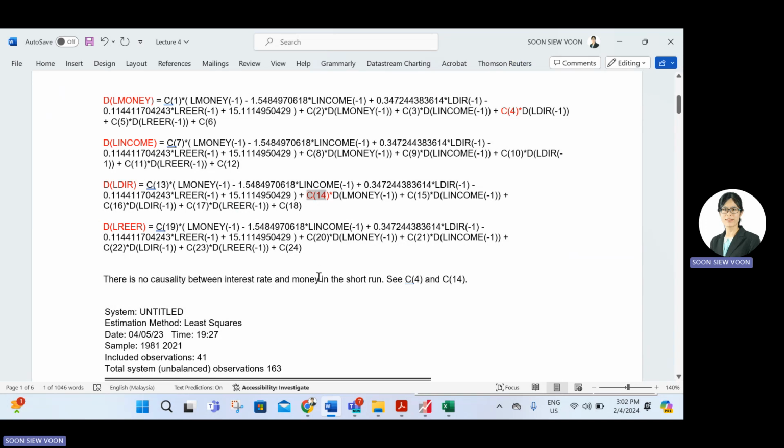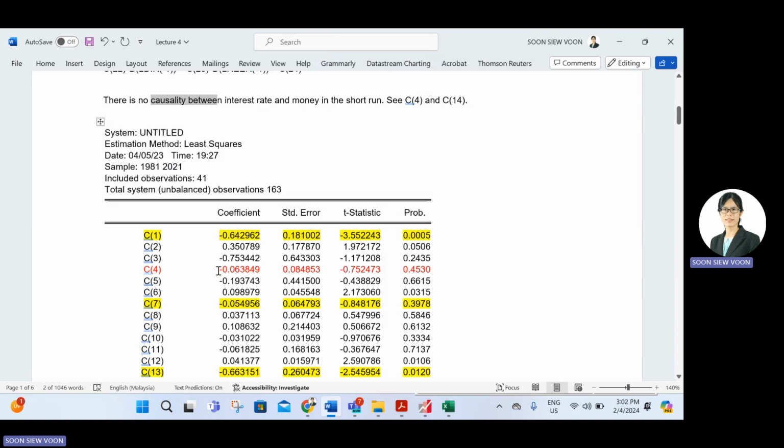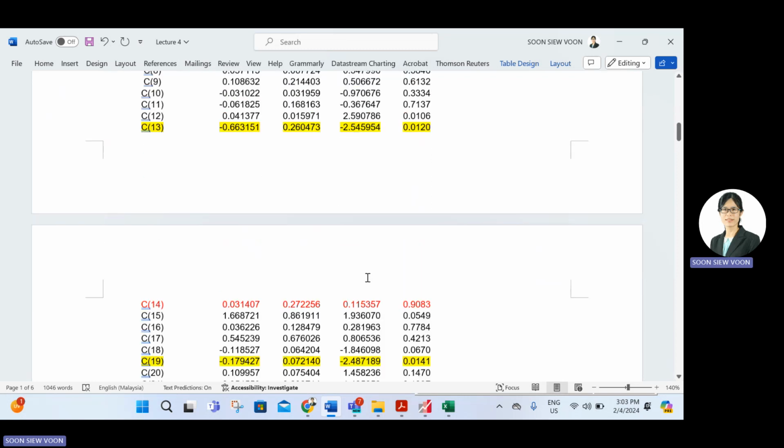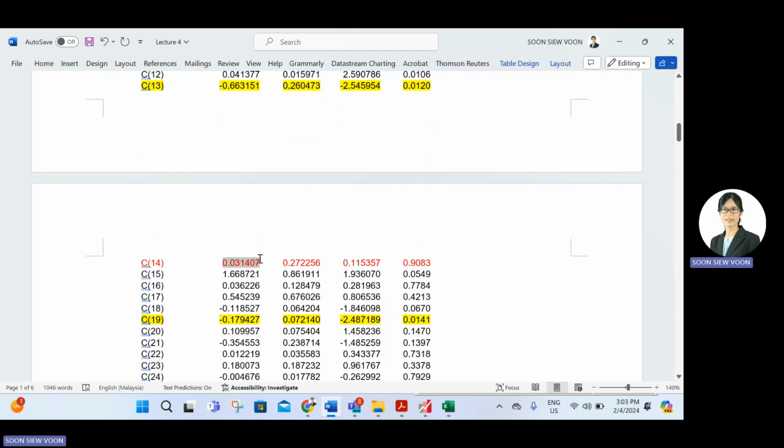So the result shows that there is no causality between money and interest rate. Why? Because if you look at C4, C4 is not significant, right? With the p-value 0.45. And how about C14? C14 is also not significant, with a positive coefficient, and this coefficient is not significant. So if there is an insignificant result, it means that there is no causality between the interest rate and money in the short run, right?